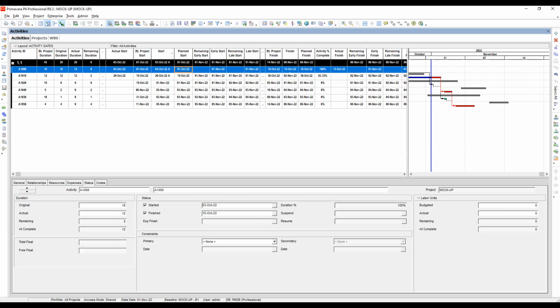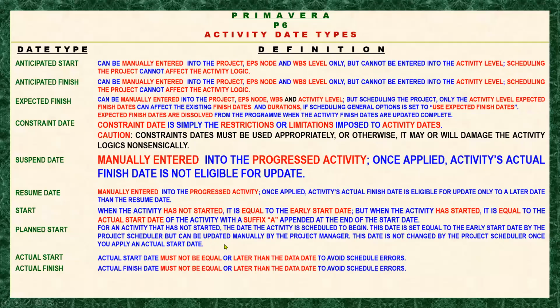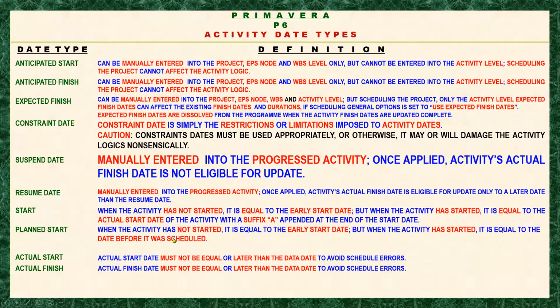And then, we will add it in our own observation here for the planned start date on top of the definition made by Primavera P6. So when the activity has not started, it is equal to the early start date. But when the activity has started, it is equal to the date before it was scheduled. Okay?